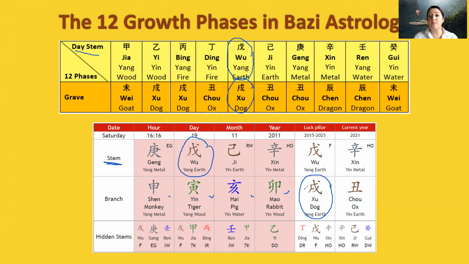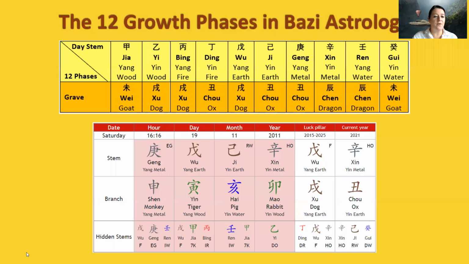Now, what this means, I will explain a little bit later. For now, just try to identify whether or not you have the grave phase somewhere in your chart. You may not have it anywhere, and that's also completely normal, because there are 12 different phases, and we are dealing with a maximum of 6 possibilities: current year, luck pillar, year, month, day, or hour. So you may not have the grave phase anywhere, which is completely normal, or you may have it more than once. This particular person has it in the luck pillar.